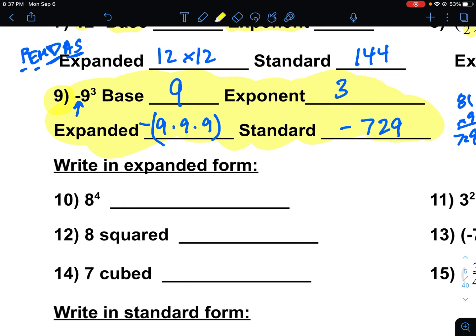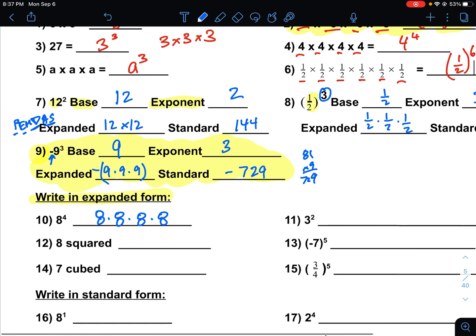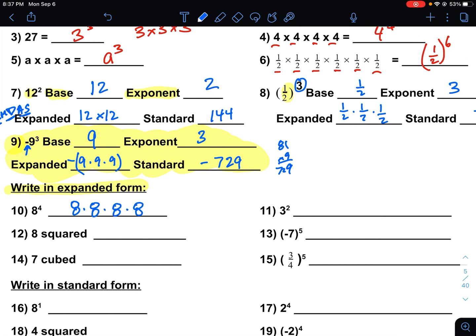So let's take a look. Write in expanded form. Oh, that's easy. 8 times 8 times 8 times 8. It looks like they don't want us to actually simplify it. Thank goodness. 3 squared is just 3 times 3. 8 squared, squared just means you're multiplying it twice. Like a square with a side of 8 and a base of 8, when you square it, you're multiplying it by itself. That's why they call the second power squared.